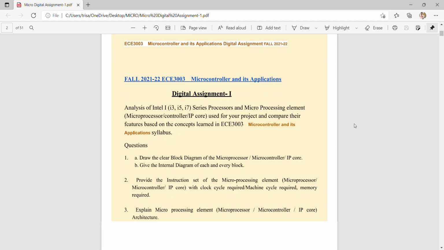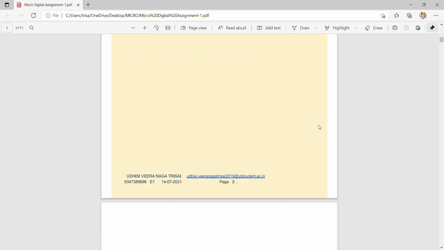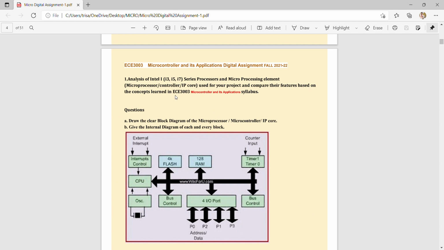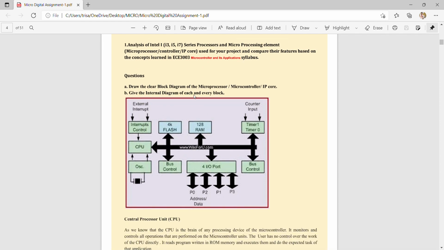In the digital assignment, we have a total of 10 questions. I am giving clarity about each and every one. The first question is to analyze the Intel i3, i5, i7 processors, the microprocessing element, and compare their features based on their concept. And this is the block diagram of the microcontroller.